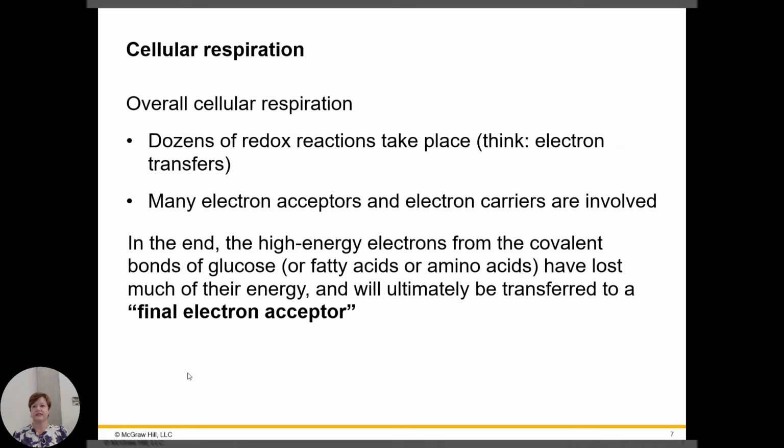But in the end, I'm giving you an overview here. In the end, all the high energy electrons, the electrons from the covalent bonds of glucose or fatty acids or amino acids, all those electrons that have all that energy are going to lose most of their energy. Their energy will be passed on somewhere else. And the electrons, at that point, will be low energy electrons. Once they lose all their energy, they will be transferred to what we call the final electron acceptor.